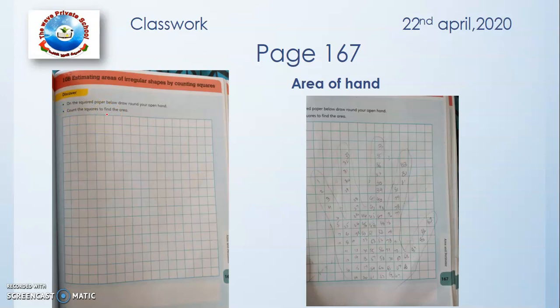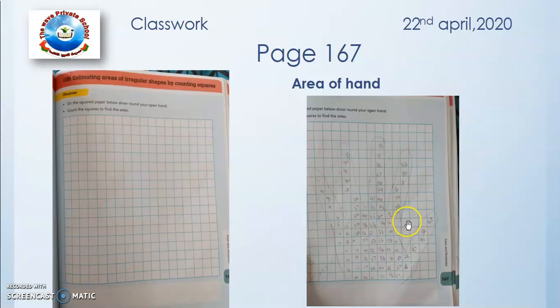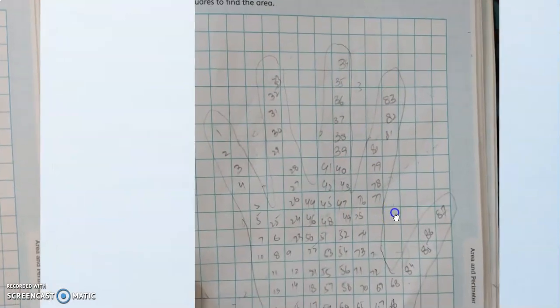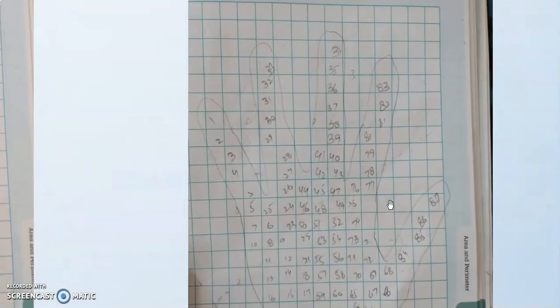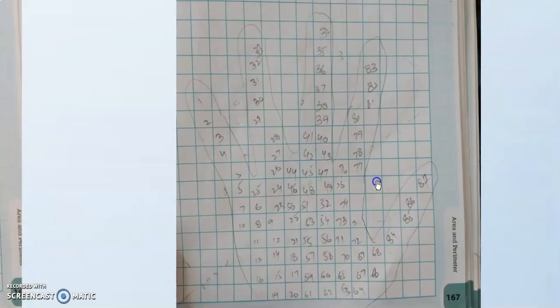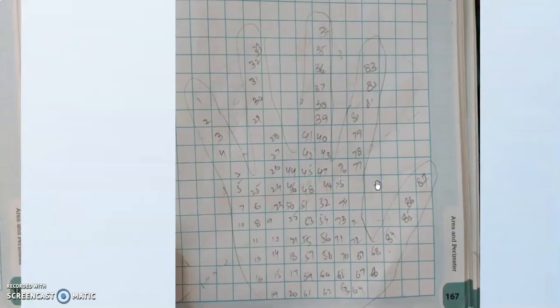What you need to do, you have to put your hand and you have to do like this. You need to draw your hand, open hand. Okay, like I did it in this diagram. And after doing this, you need to find the area. Like I told you before, for area we need to count all the squares, and one square is 1 centimeter.